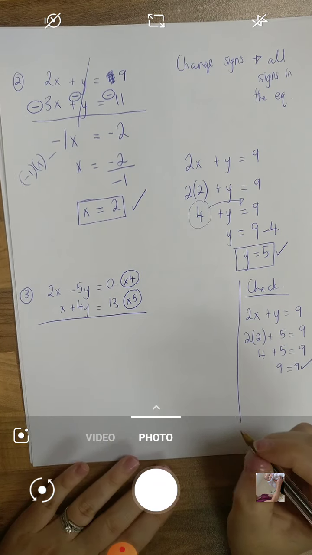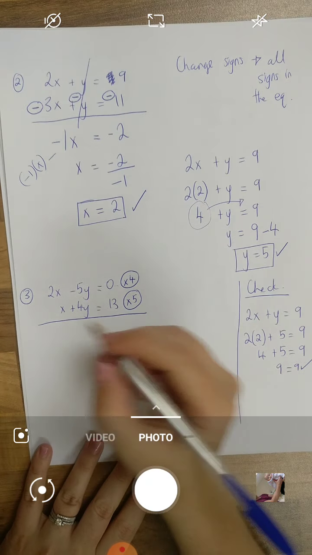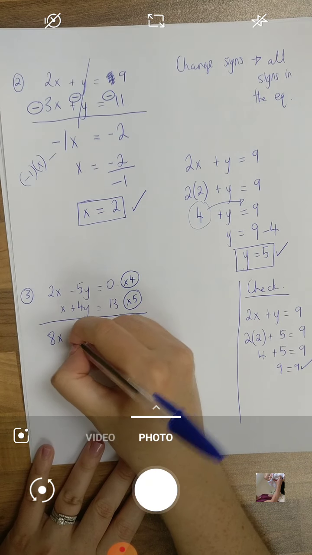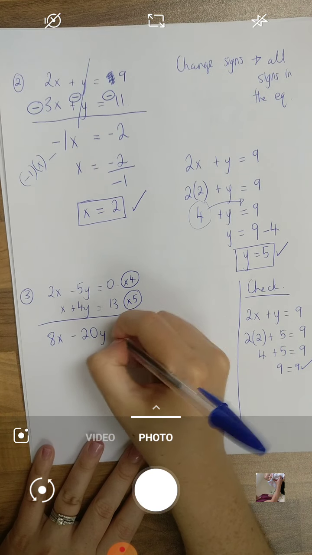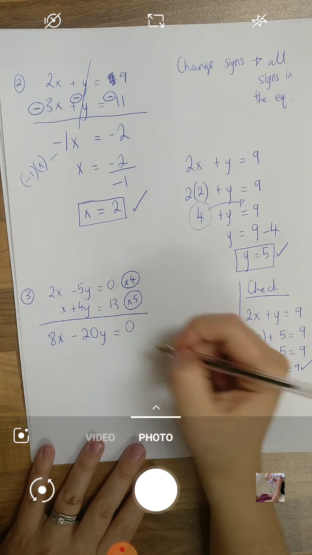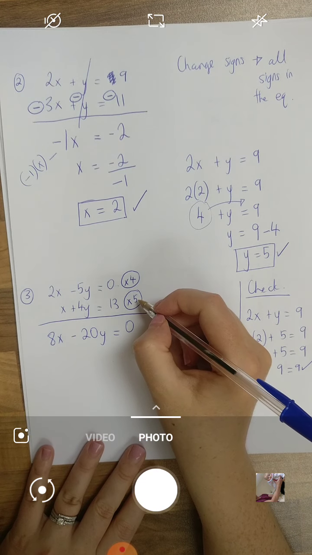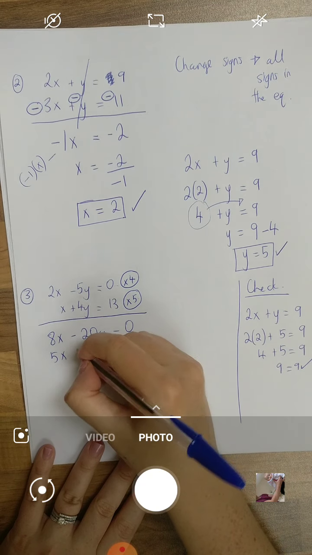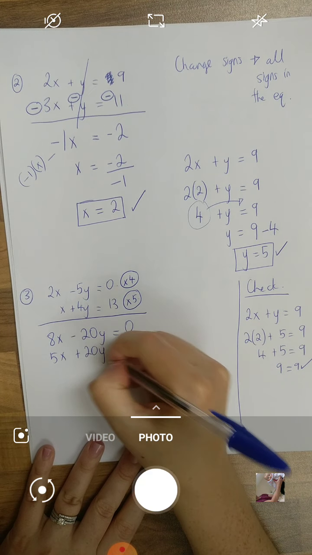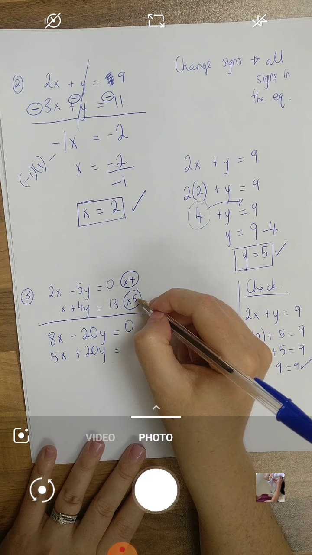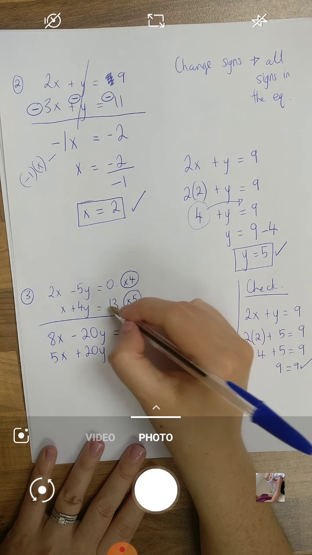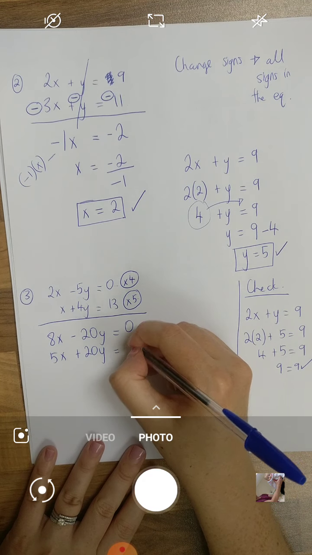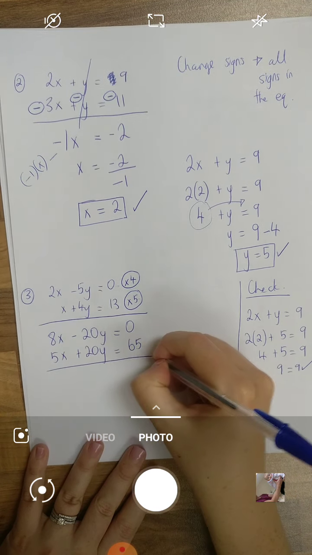So top line becomes 4 by 2 is 8x, 4 by minus 5 is minus 20y, and 4 times 0 is 0. Bottom line becomes 5 times x is 5x, 5 times 4y is plus 20y, and 5 times 13, 5 times 10 is 50, 5 times 3 is 15, 50 plus 15 is 65.